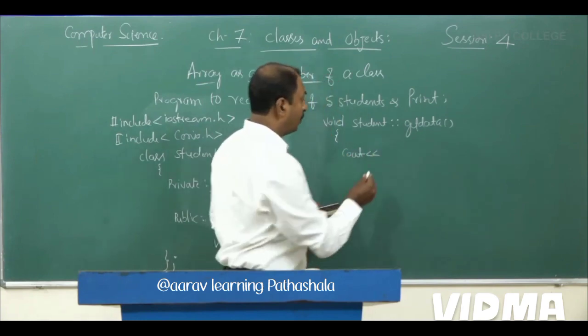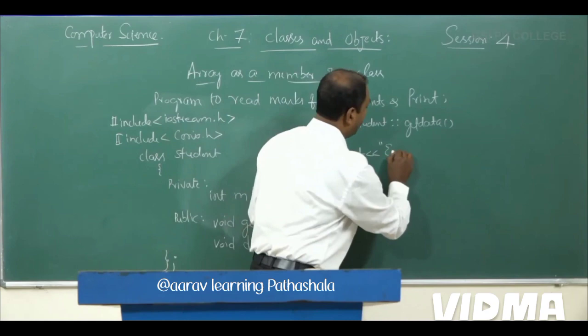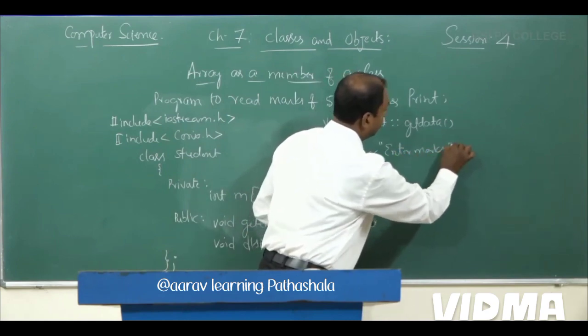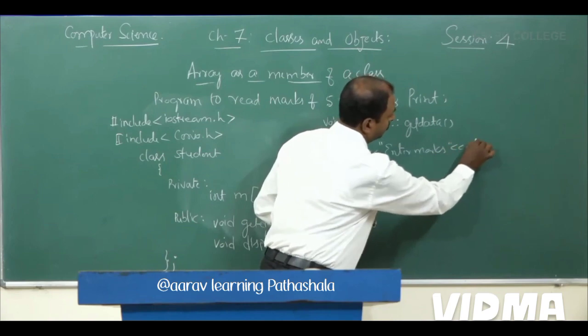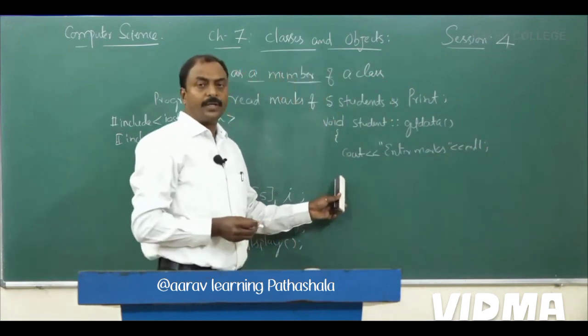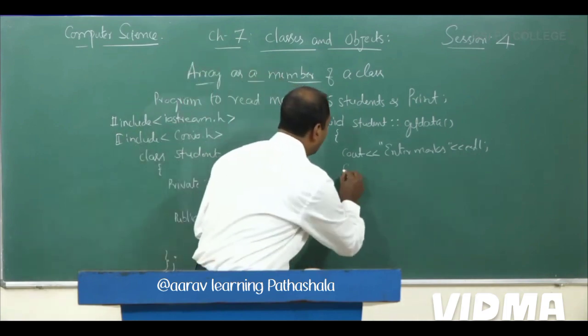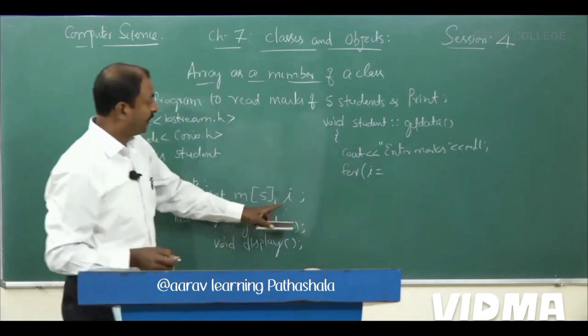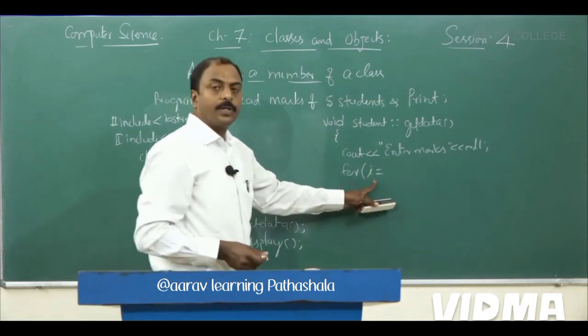using a loop here, a for loop. So first step is cout, enter marks, and here we are using a for loop. So how do we use it here? For i, that is why I have declared variable i here. This is a loop control variable.